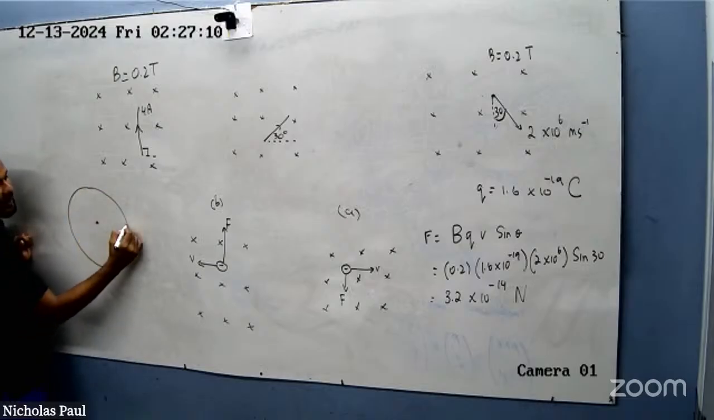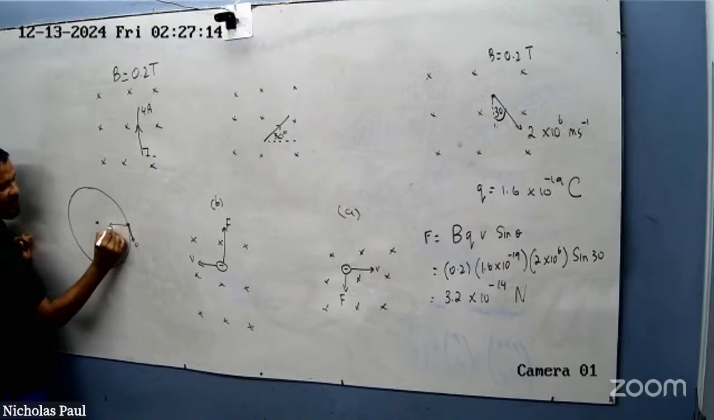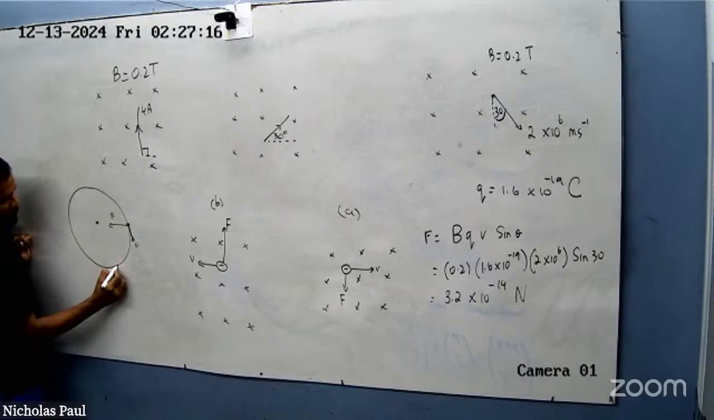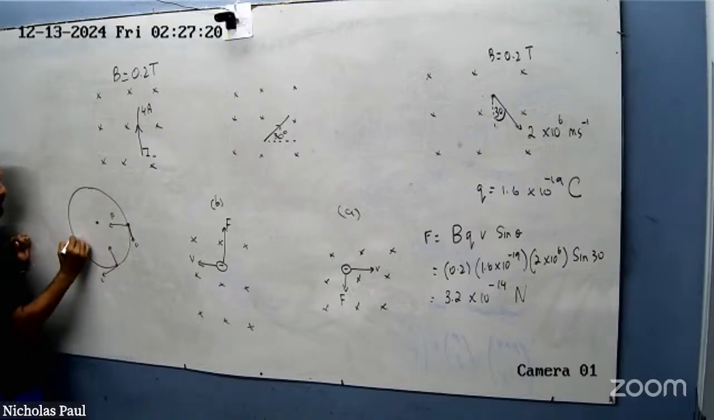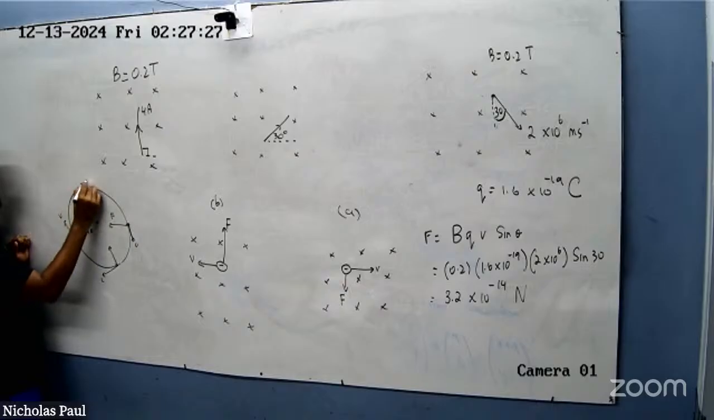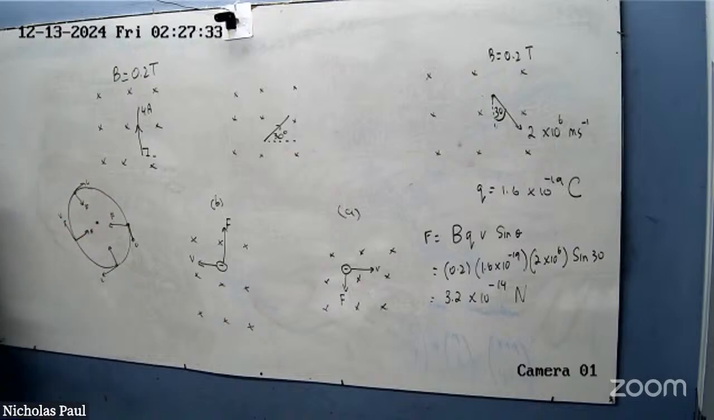Right? So when the particle here is moving in this direction, the force is in this direction. When the particle here is moving, the force is towards its center. So what does that mean? What that means is that the path that electron will follow is a circular path.